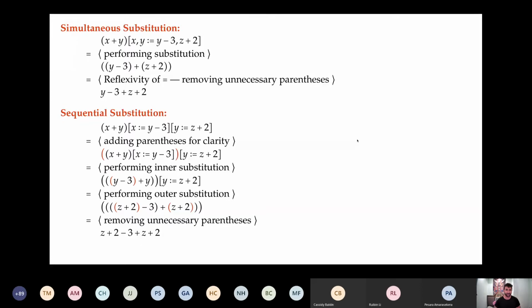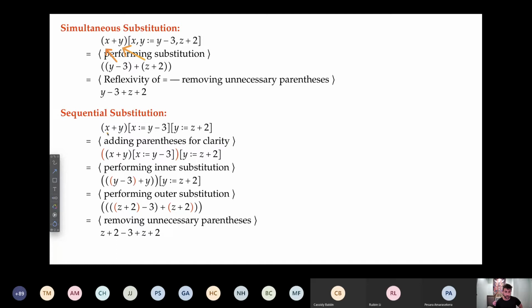We also discussed last time simultaneous substitution, which means do things at the same time. So I have x plus y, and I replace every x with y minus 3. Sorry about that. So every x becomes y minus 3, and every y becomes y minus 2. This is different than sequential, which means do one then the other.